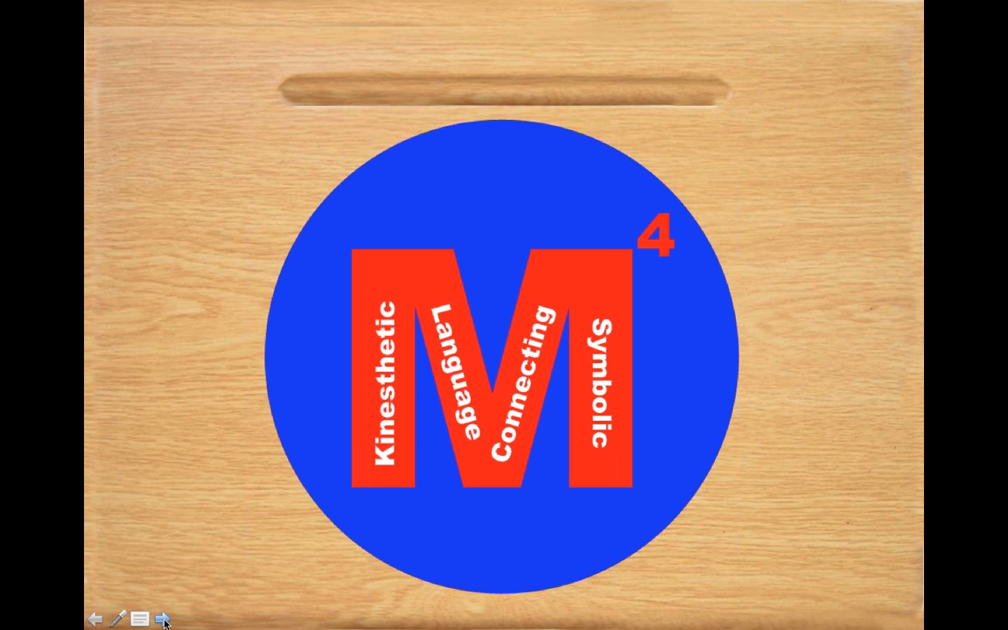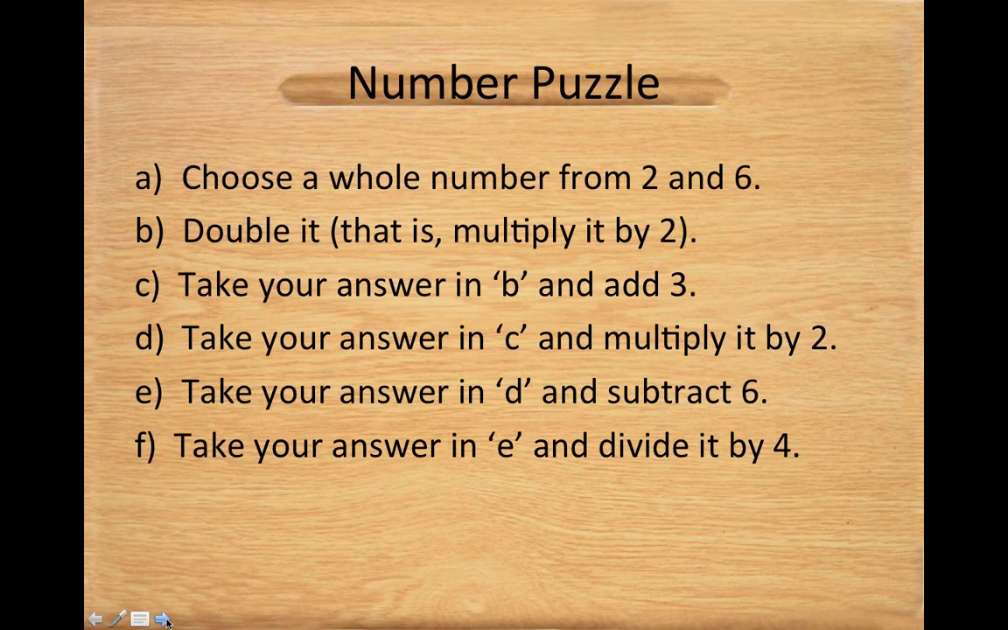Okay, I'm going to ask you, here's a task. I want everybody to choose a whole number between 2 and 6. Okay, so I want you to write down a number between 2 and 6. Then I want you to double that number. That means to multiply it by 2. Okay.